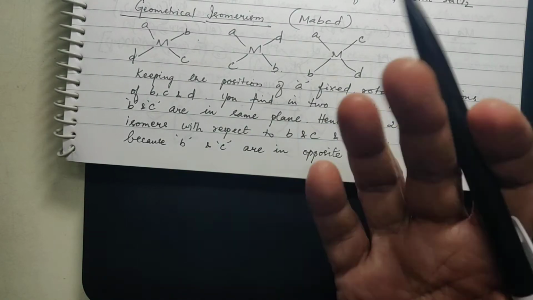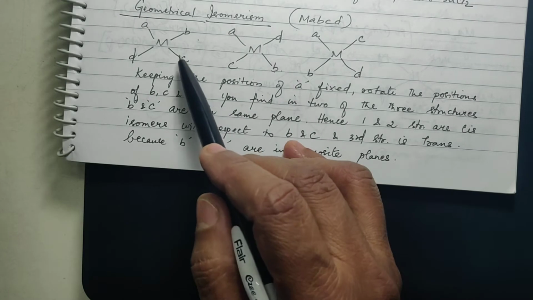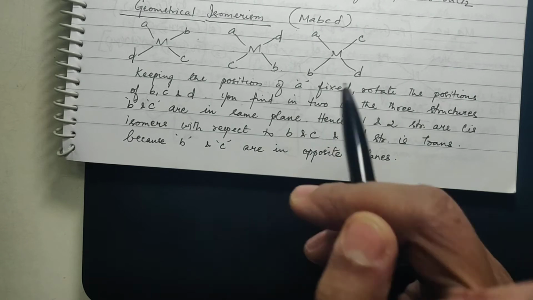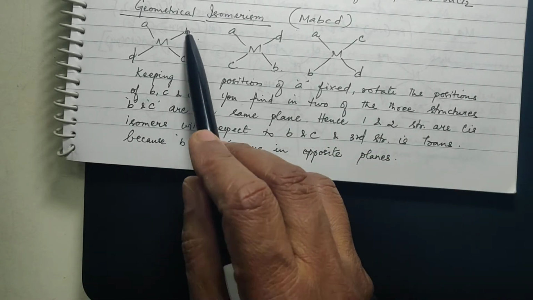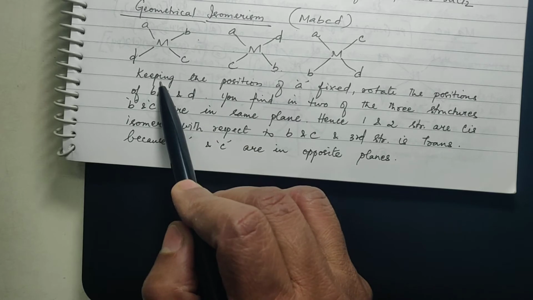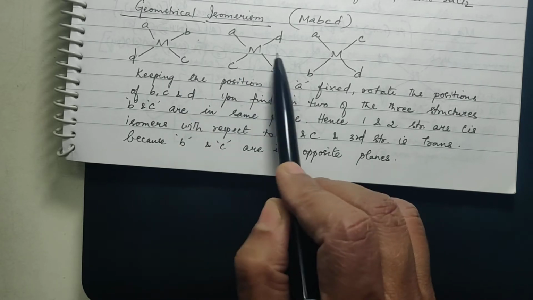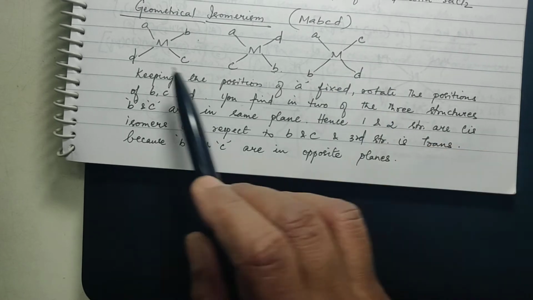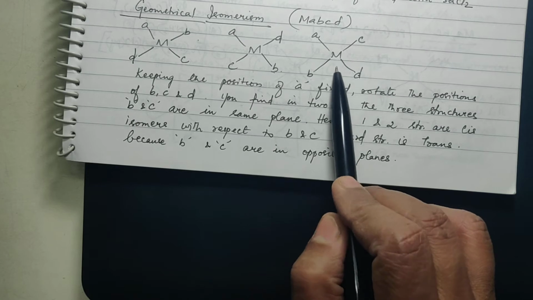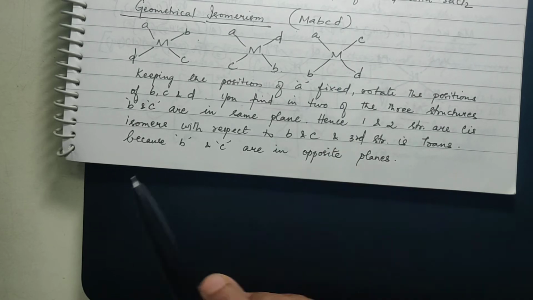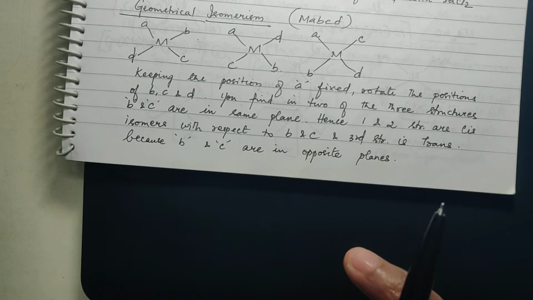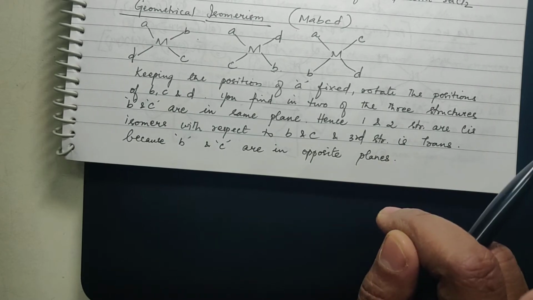Now you take any two, B and C, or C and D, whatever you take, you will find that there will be 2 cis and 1 trans. Say, for example, let us take B and C. This is in the same plane. Again B and C, this is in the same plane, but here B and C are in opposite planes. So this is trans. These two are cis with respect to B and C. So this is what you have to remember: with respect to any 2 ligands, you will find 2 cis isomers and 1 trans isomer formed.